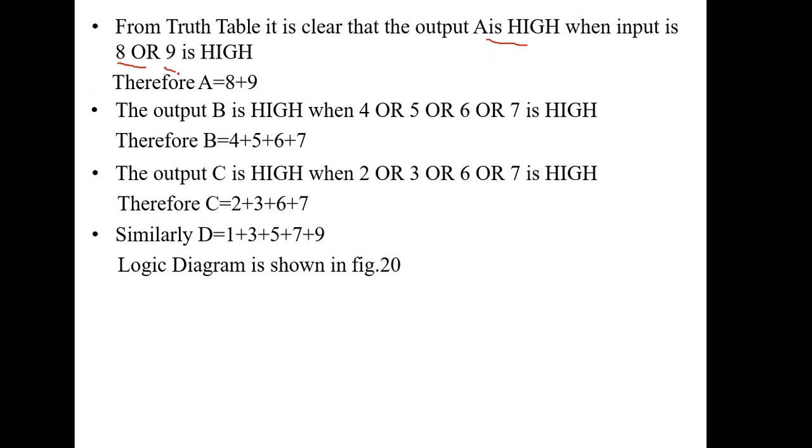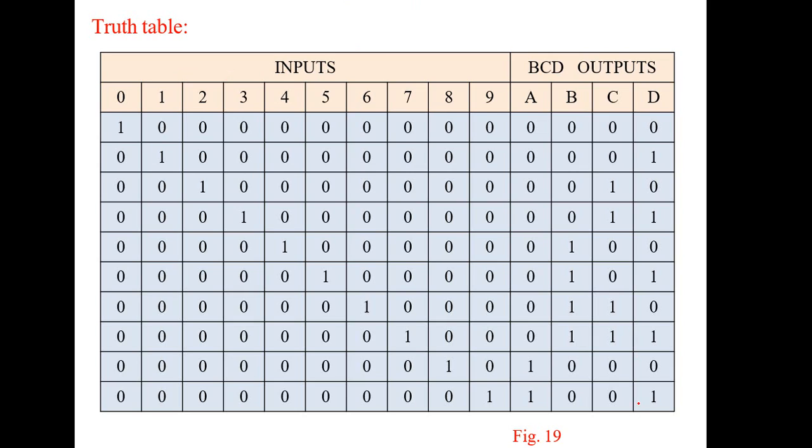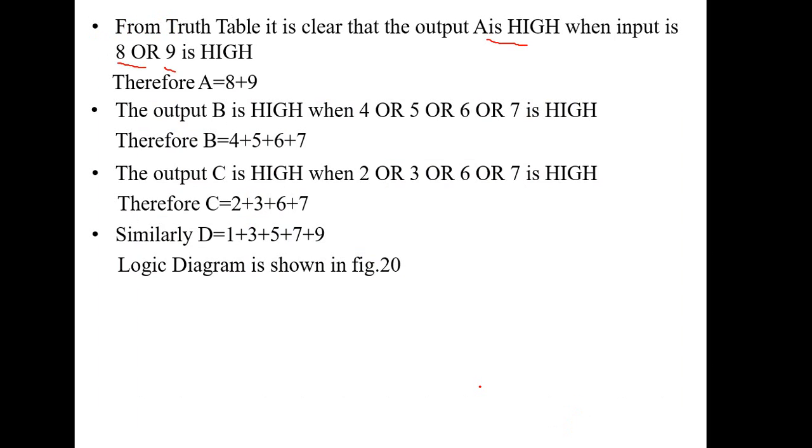So if you go here, check here, when D output is high. A, B, C, D are the outputs. A is high at what condition? Only when your 8th and 9th bit are high. Yes or no? So we can say A is equal to 8 plus 9.